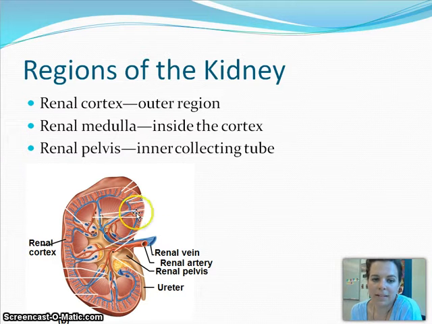The renal cortex is the outer portion of the kidney, and then you have the renal medulla, which is inside the cortex, and you have the renal pelvis, which is the inner collecting tube in the kidney and collects the urine.